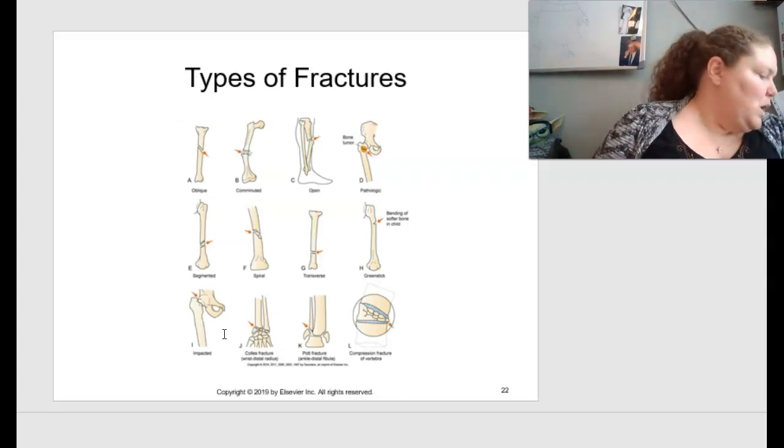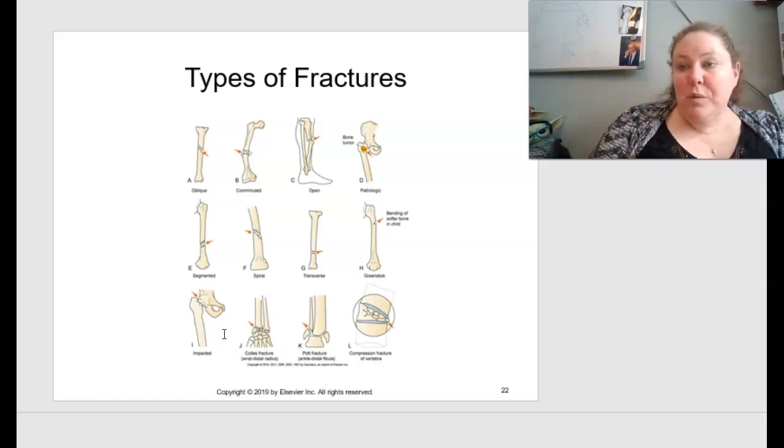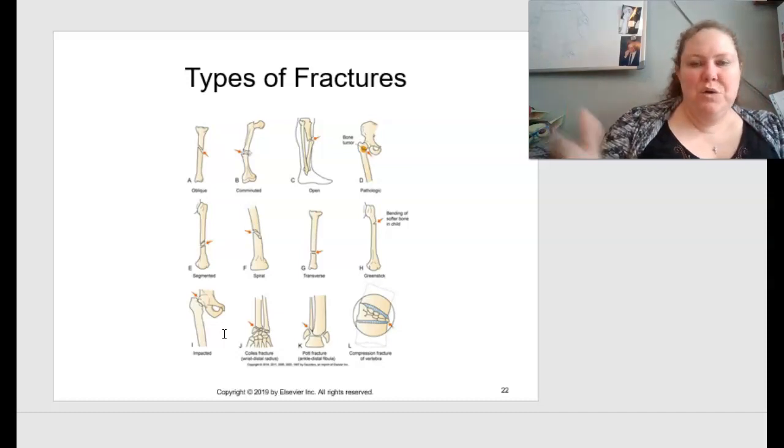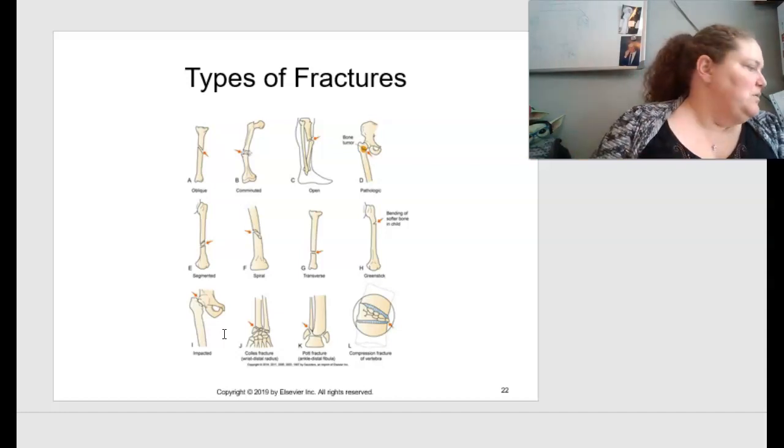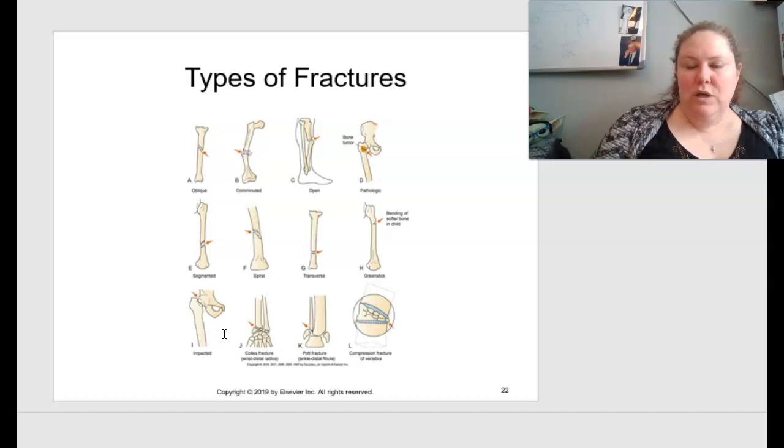So here is a nice little summary of the different types of fractures, and this is figure 9.4 on page 168 of your book. So this would be kind of cool to draw these pictures or print this off and put them on a flashcard with the definition from the previous page 167 on it as a great study tool.